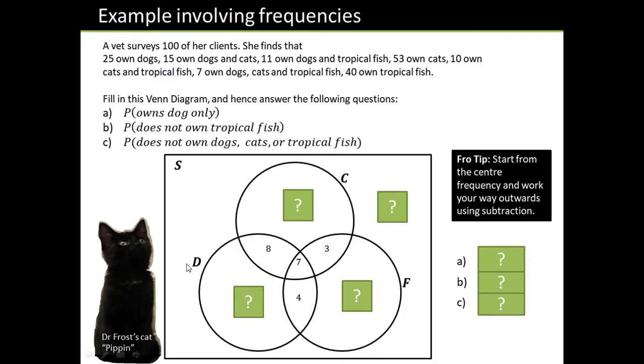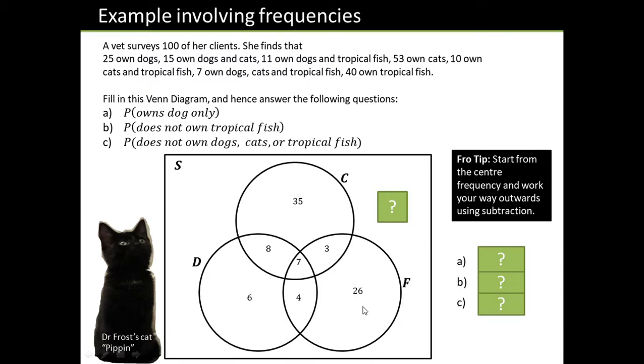In total then 25 own dogs, which means in total that circle has to add up to 25. For the cats, it needs to add up to 53. And here, that should add up to the fish total 40. So that's 26. So you can just check they all add up right.